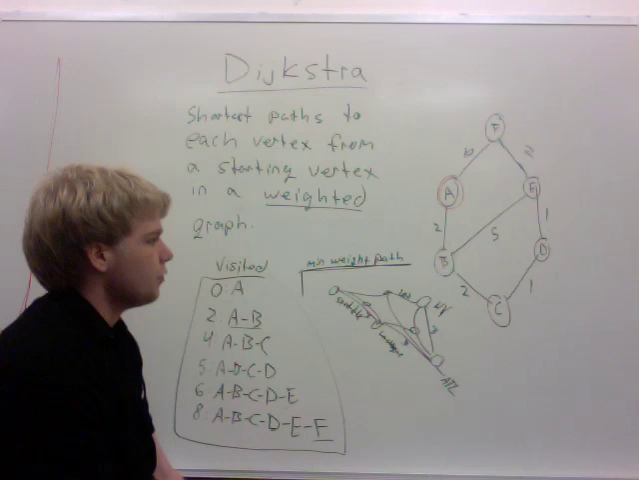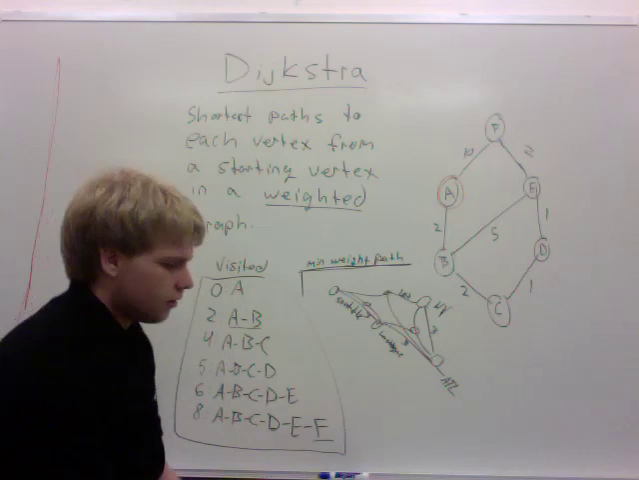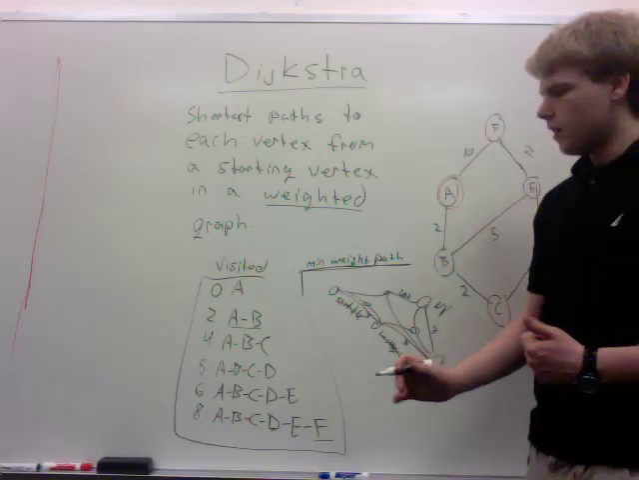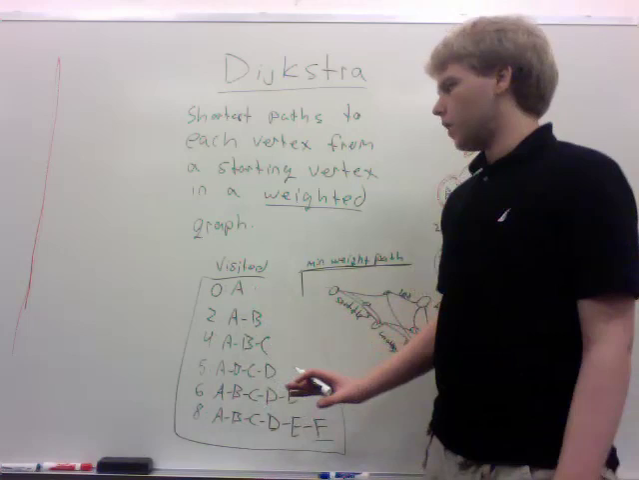It doesn't work if there are negative edge weights. And so I can show you just a basic example why that is. Because we say that the first time we see a vertex and add it to the visited list, that's when we say we found the shortest path to that vertex. But that's not necessarily true if there are negative edge weights.